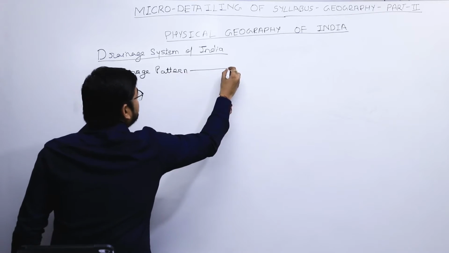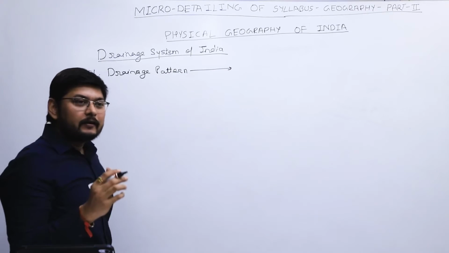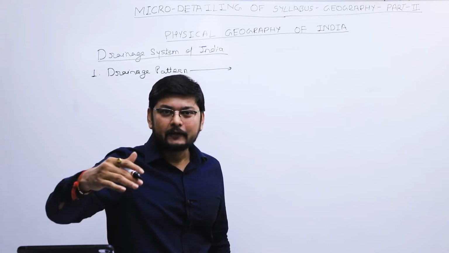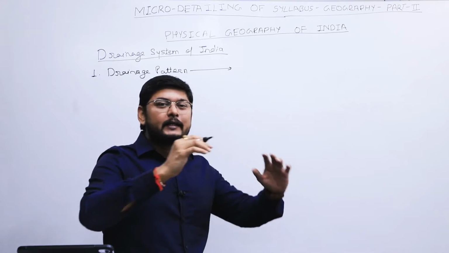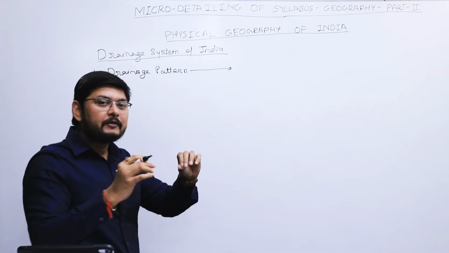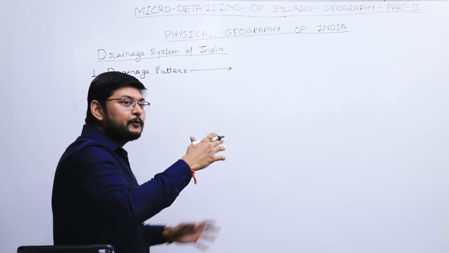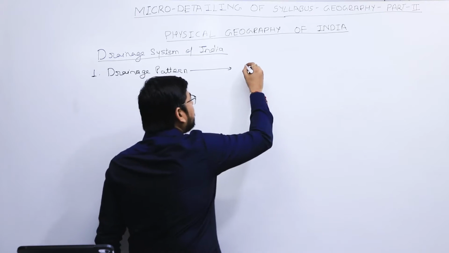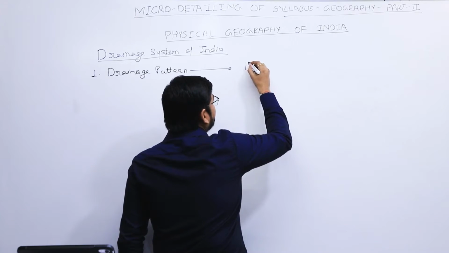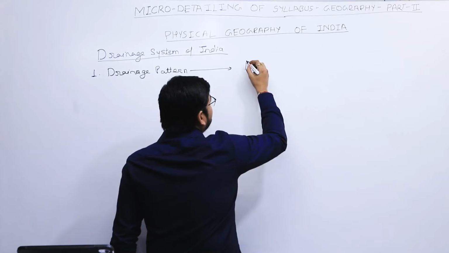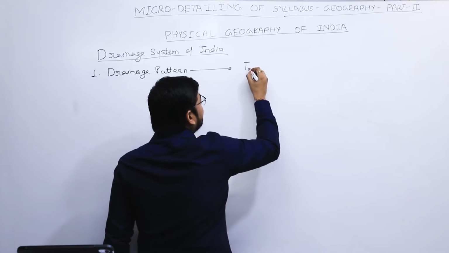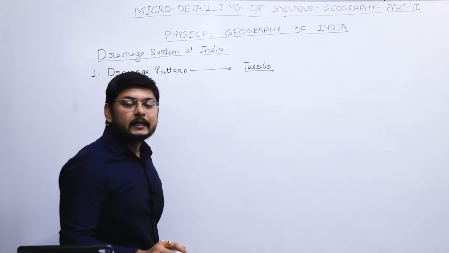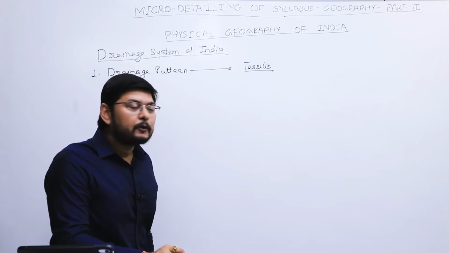What is drainage pattern basically? We can see that there are some rivers which just flow in a straight line, but there is also a kind of river system which has a large number of tributaries, and these tributaries look like the branches of a tree. Then we have the trellis pattern, where the flow of the rivers and their tributaries is almost perpendicular to each other.